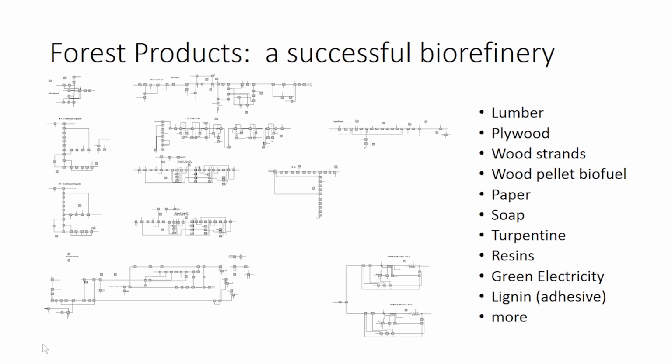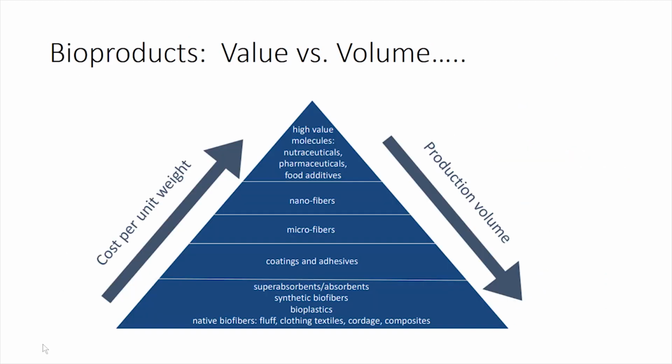At that pulp and paper mill, we have multiple products that we can make. So we can make paper that society needs. We also, at a paper mill, can make soap. We can make turpentine. We can make resins for adhesives. We oftentimes actually make green electricity. The material that we have to dissolve away when we make the paper gets burned in a recovery boiler, and we make steam and then electricity. And this is a green, renewable electricity that is useful for our society.